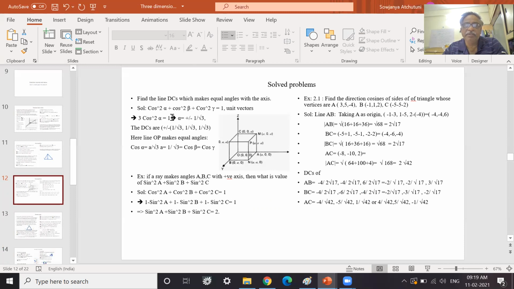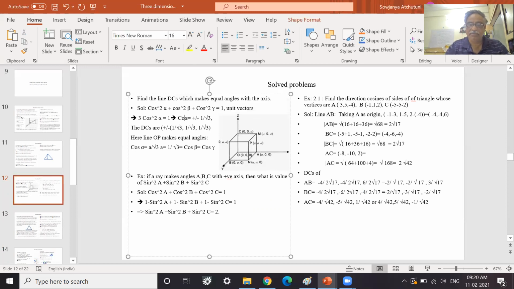1 by 3, 1 by root 3, cos inverse, cos alpha. This is cos alpha, so 1 by root 3. The DCs are plus or minus 1 by root 3, 1 by root 3, 1 by root 3. So if the point is (a, a, a), what is this distance? Root of x square plus y square plus z square: a square plus a square plus a square, 3a square, under root is root 3 a. So cos alpha is a by root 3 a, that is 1 by root 3. So both ways we can get it.